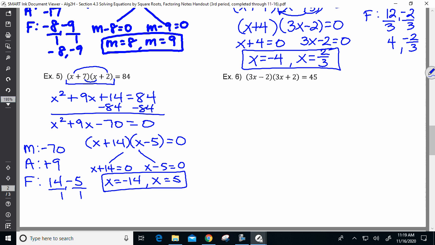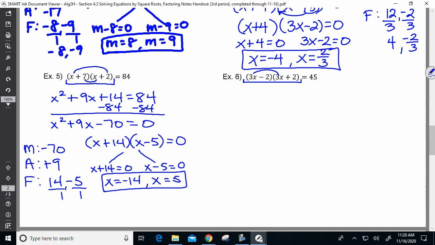So notice in this case we had to do FOIL first to multiply everything out. Then get the equation equal to 0 before we can finally solve it out. So last but not least, example 6. 3x minus 2 and 3x plus 2 equals 45. So same rules apply. We have to do FOIL to the left-hand side.